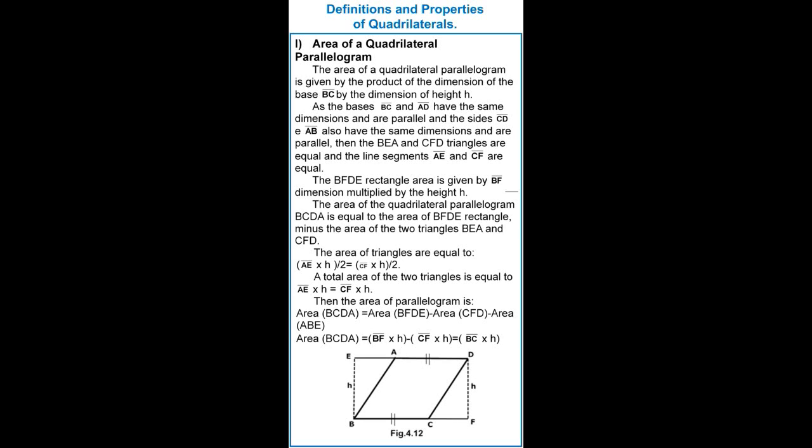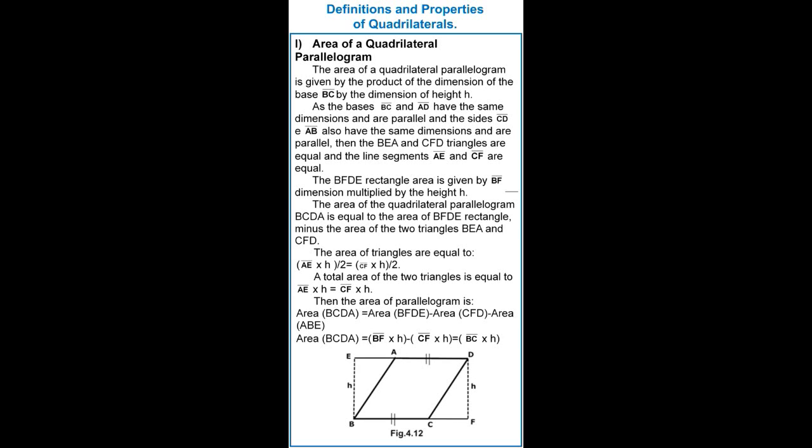The area of the BFGE rectangle is given by the dimension of the base BF multiplied by the dimension of h. The area of the parallelogram quadrilateral BCGA is equal to the area of the rectangle BFGE minus the area of the two triangles BEA and CFD. The area of each triangle is equal to the dimension of the straight line segment AE multiplied by the dimension of the height h divided by 2.